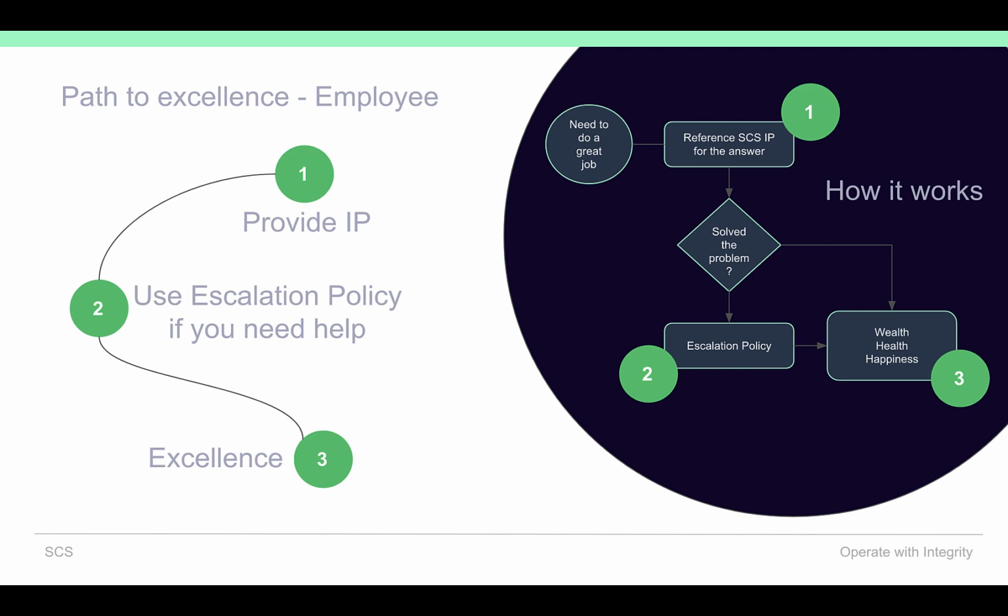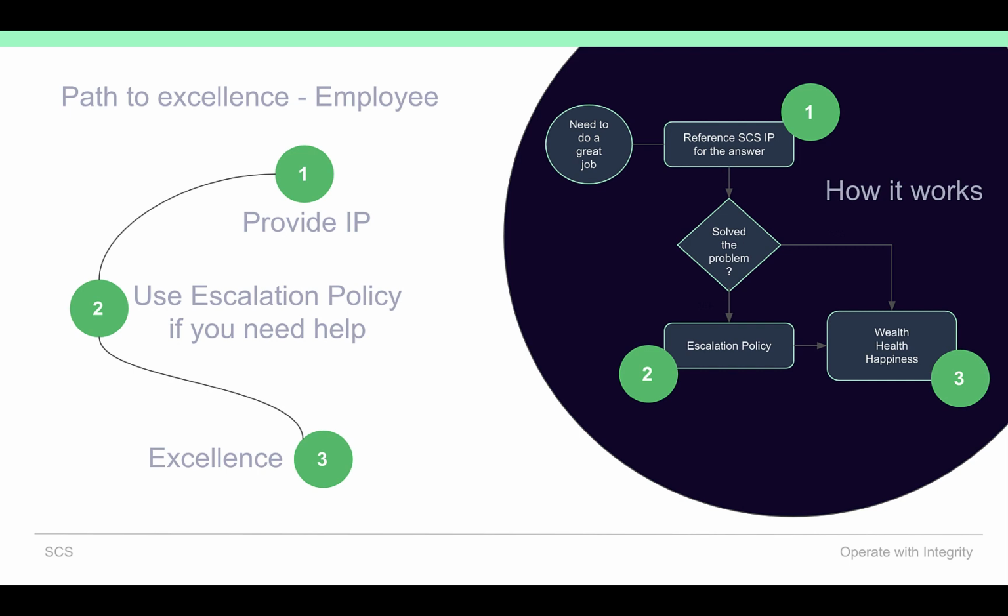So how that works is, and we've got our employee hat on here and we need to do a good job. How do we do that? Well, we just reference the SCS IP for the answer on how to do that. So that's step 1. And that either solves a problem or it doesn't. If it doesn't, then we do go to step 2 and we use the escalation policy. And if we do that properly, we will always achieve wealth, health and happiness.